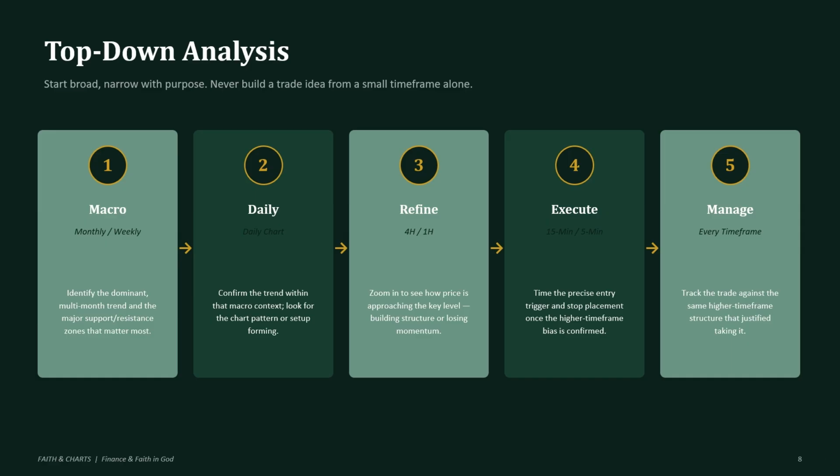All right, let's put this into a process. This is called top-down analysis, and it's the difference between guessing and actually having a plan when you're investing. You start broad, and you always start on your monthly and your weekly chart, and that tells you the direction of the move. Is it in an uptrend or a downtrend? And that tells you the big picture. So what's the dominant trend? Is it going from the top left of the chart to the bottom right of the chart, or is it going from the bottom left to the top right?